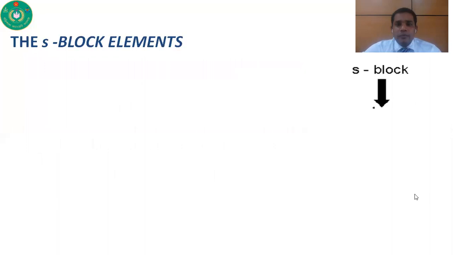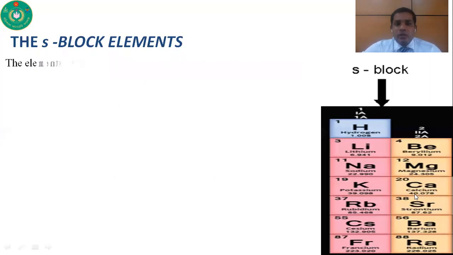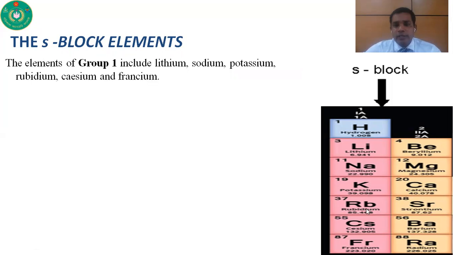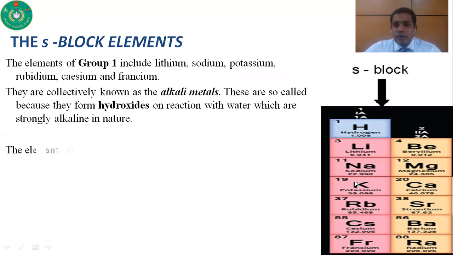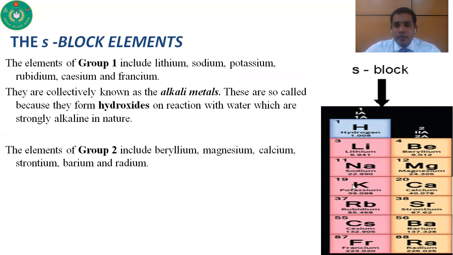Now, the elements of group 1 include lithium, sodium, potassium, rubidium, cesium, and francium. These metals are known as alkali metals because the hydroxides of these compounds are alkaline in nature.